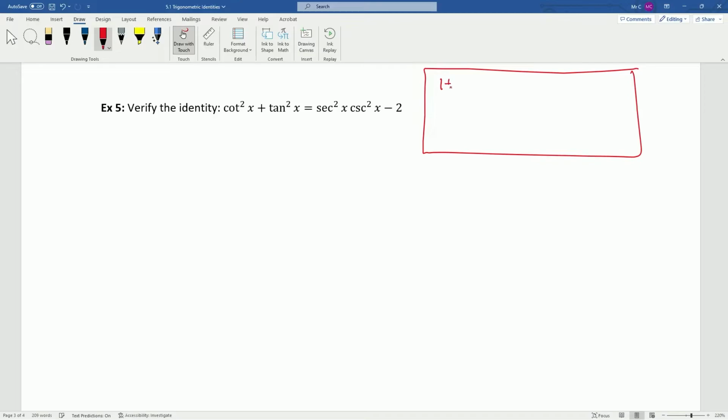Because I know that 1 plus tangent squared of x is equal to secant squared of x, which means that I can rewrite tangent squared of x as secant squared of x minus 1. And similarly, 1 plus cotangent squared of x is equal to cosecant squared of x. So cotangent squared of x equals cosecant squared of x minus 1.